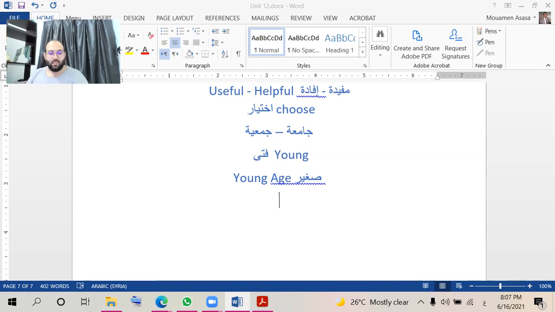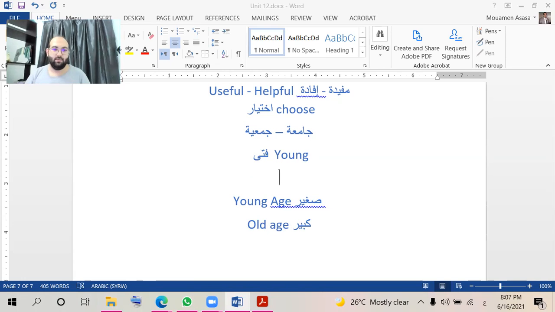So when I want to say old, kabir. As an adjective, you remember I said as an adjective, old age is kabir. If you want to say that we have an old man, kabir is big, you said. Kabir is big, yes, but when we are using it for people, we mean old, as an adjective.